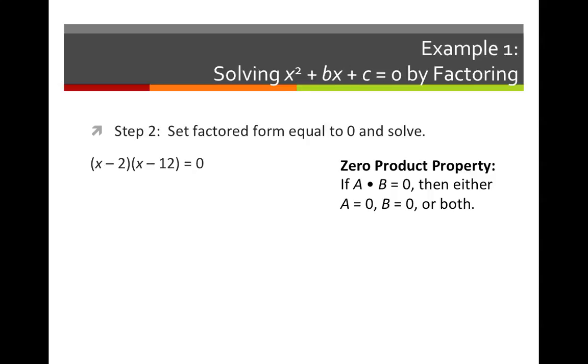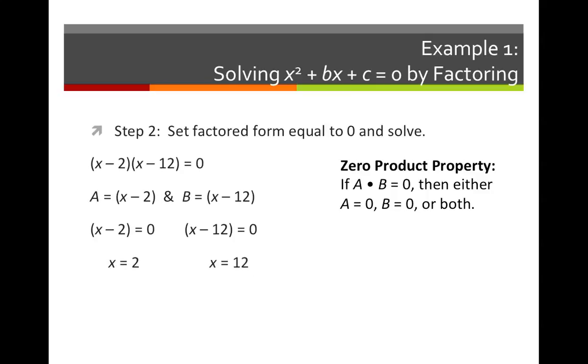So because I now have an a, which is the x minus 2, and a b, which is the x minus 12, I have these two factors being multiplied together that's giving me 0 for an answer. I know that either the x minus 2 had to equal 0 or the x minus 12 had to equal 0. What I don't know is which one, so I have to solve for both.